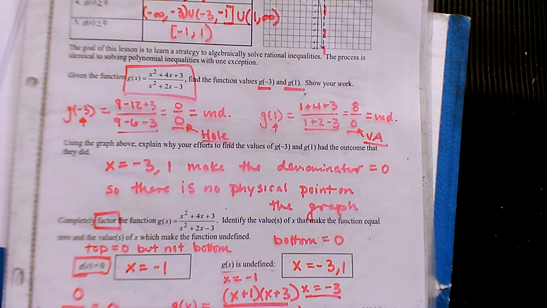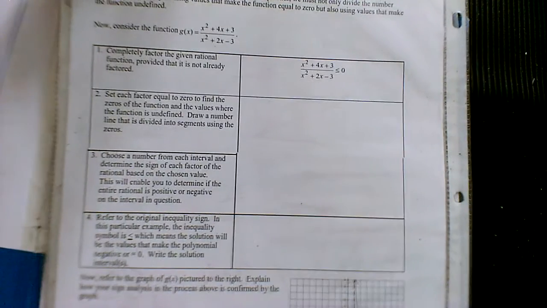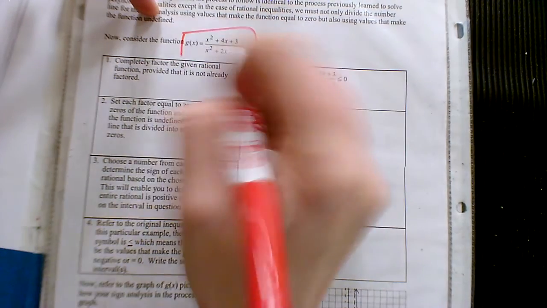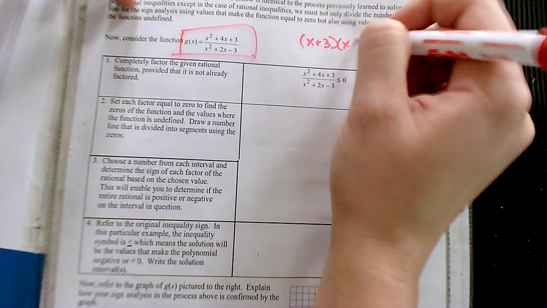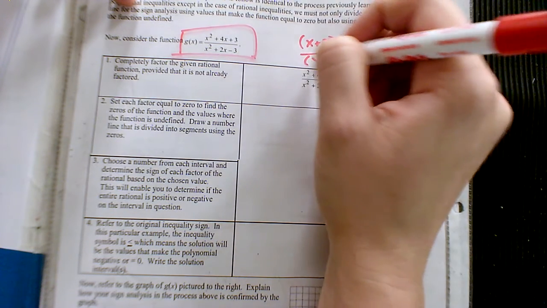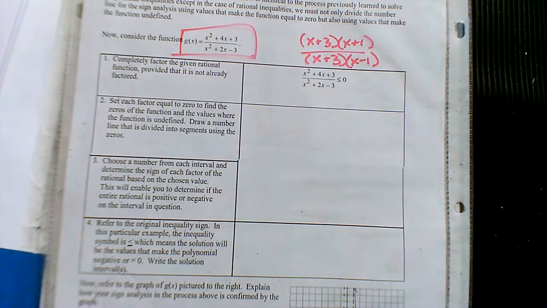We did it for absolute values, we did it for polynomials, and now we're going to do it for these rational functions. So let's go ahead and try this one on the back. It happens to be the same function, so we're going to have the same factors. They were x plus 3, x plus 1, and then x plus 3, x minus 1.